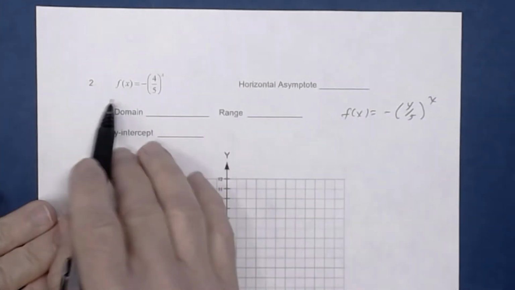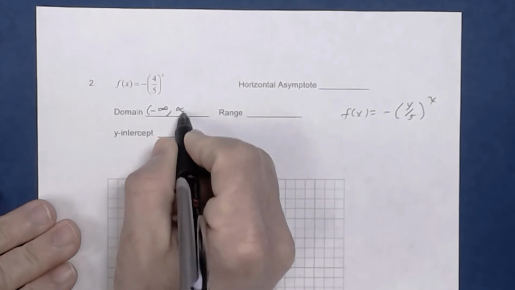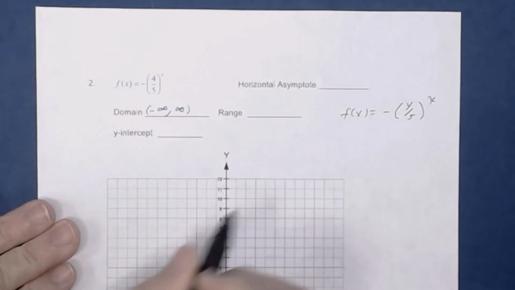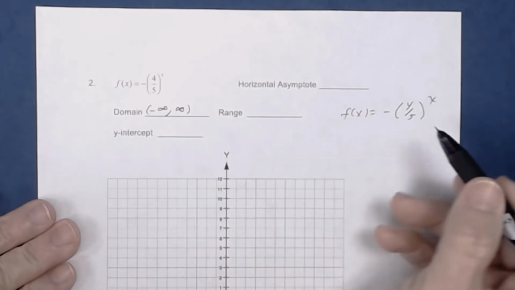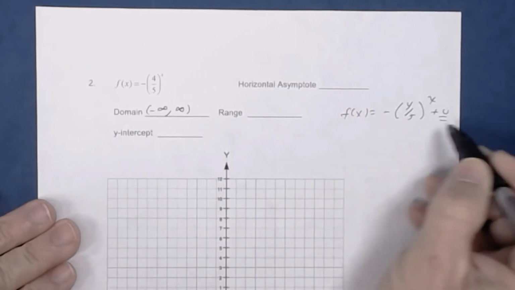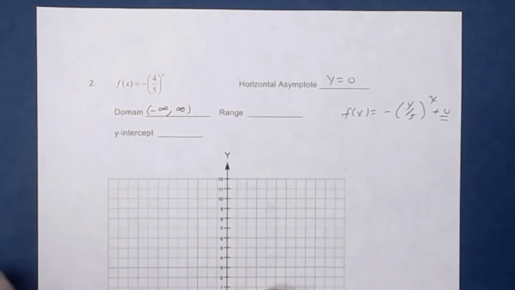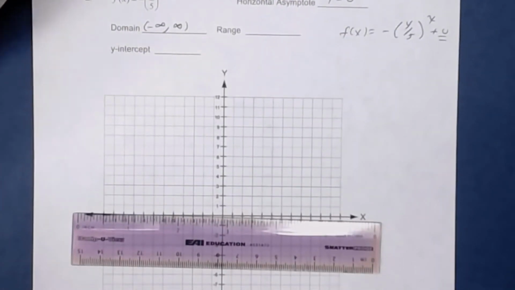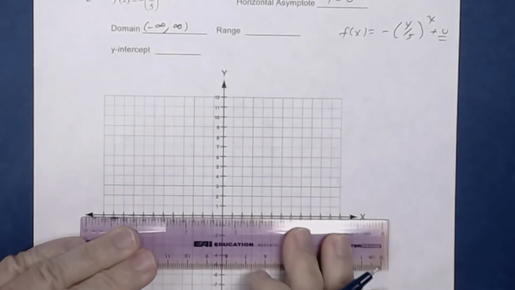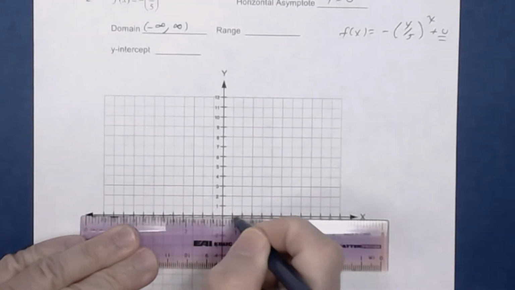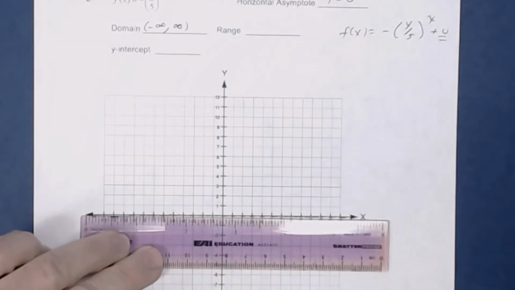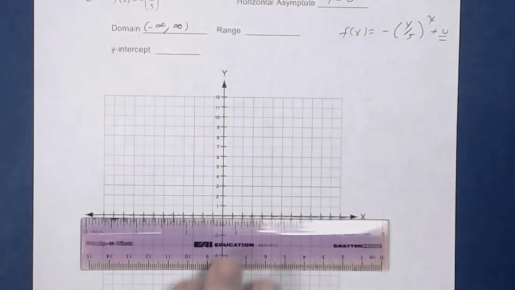All right, so first of all, the domain's going to be all real numbers still, right? Negative infinity to infinity, because the domain of all exponential functions is all real numbers. And then I can automatically determine the horizontal asymptote. Remember, that's plus 0, so my horizontal asymptote is y equals 0. And if I want to, I can go ahead and draw my horizontal asymptote. Remember, the graph gets closer and closer to that horizontal asymptote without touching or crossing it.